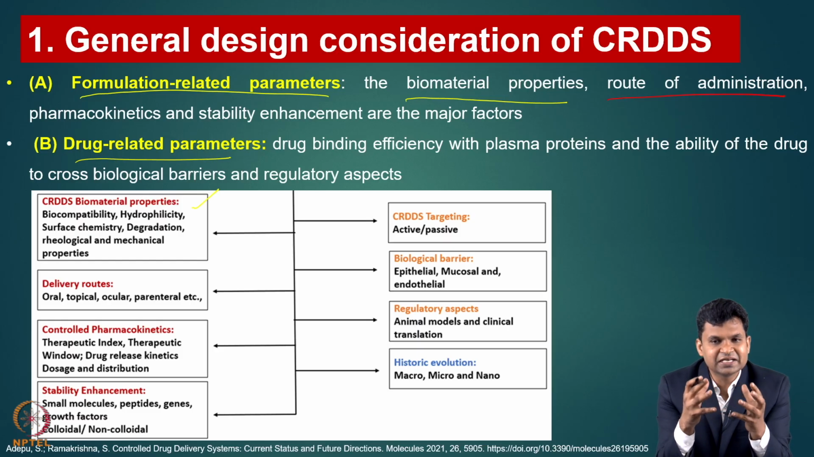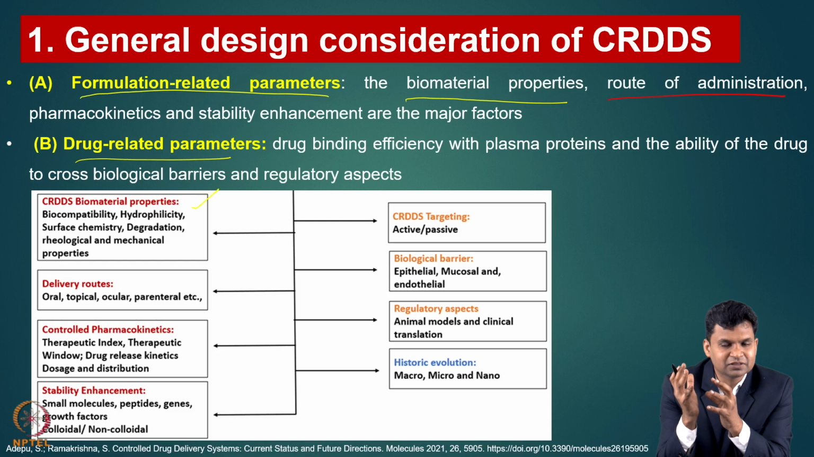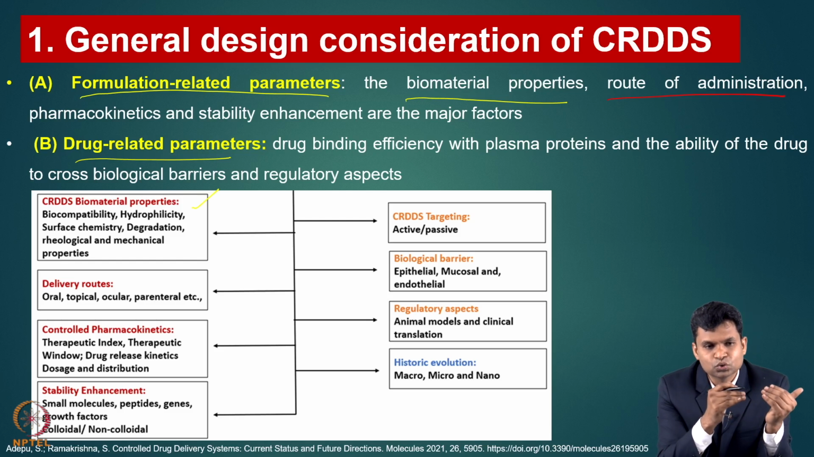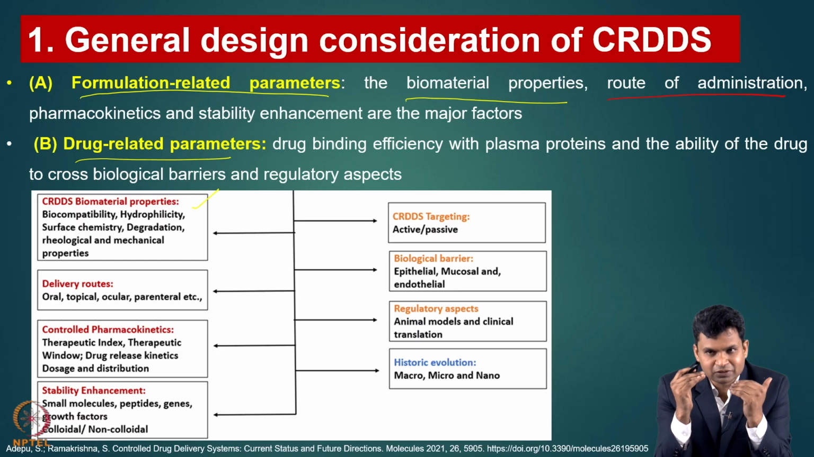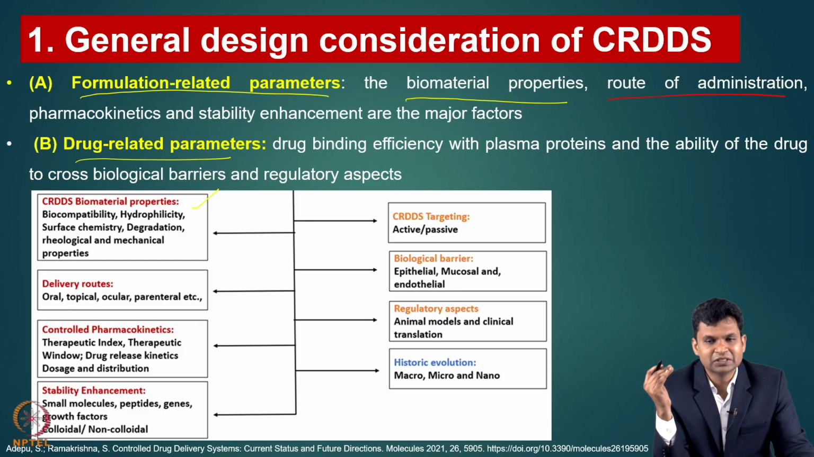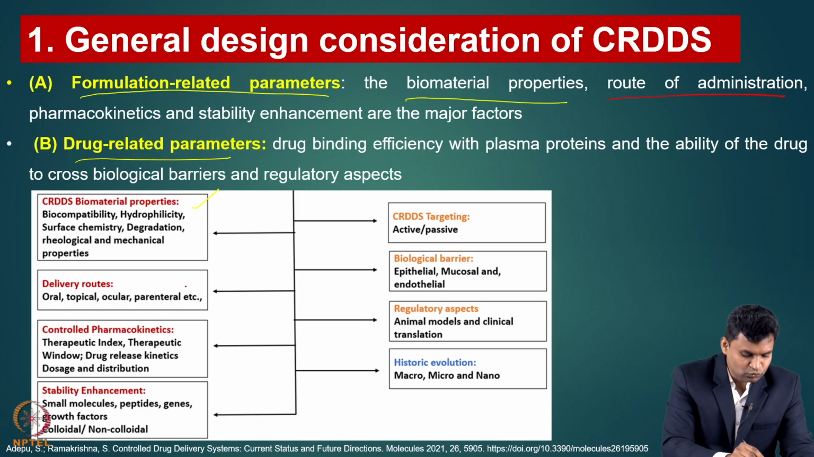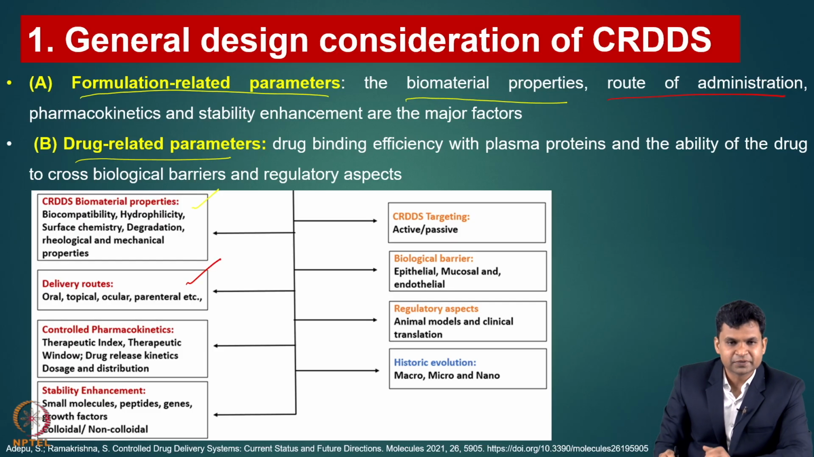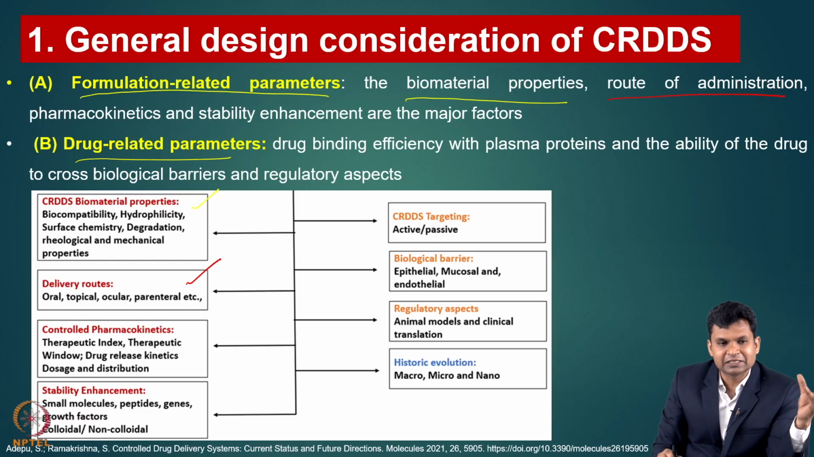So, after designing the right and best controlled formulation, if you do not give it through the right route, your dosage form will not work and will not show the controlled properties. So, we need to consider what the route of delivery is. So, we have oral, topical, ocular and parenteral, and other types of delivery routes, that is nasal and other systems.